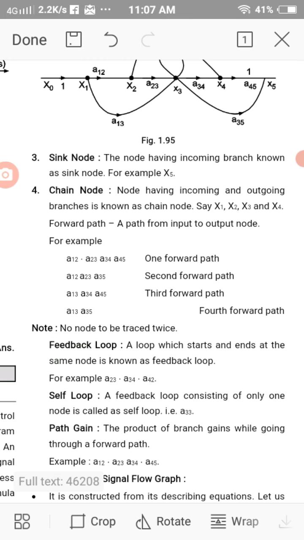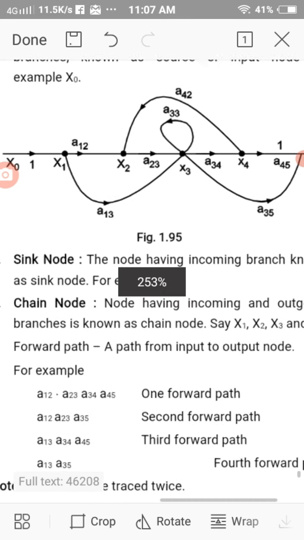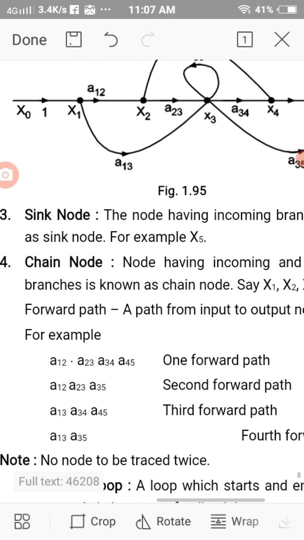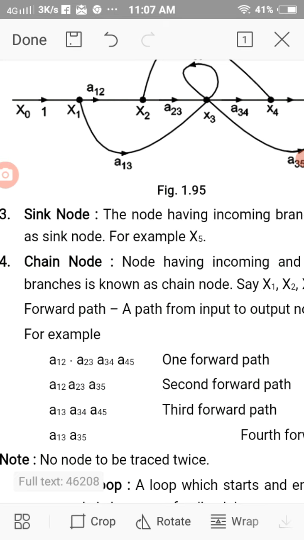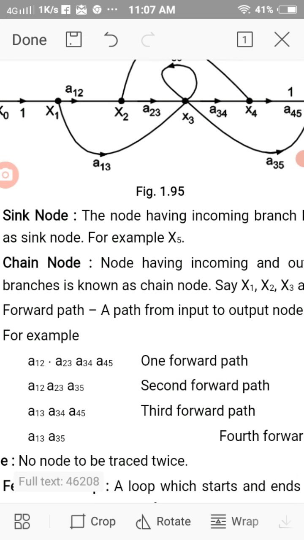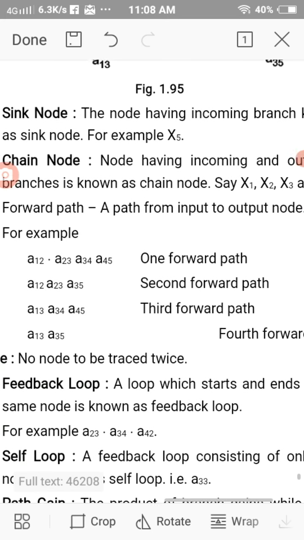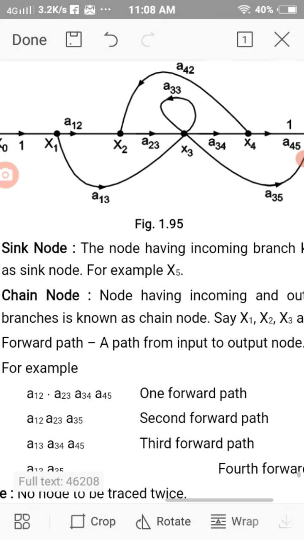If we mention how many forward paths there are in this system, there are 4 forward paths. The first forward path is A12, A23, A34 and A45. The second forward path is A12, A23, A35. The third forward path is A13, A34, A45. And the fourth forward path is A13 and A35. These are the forward paths, and a few feedback loops are also there. A23, A34 and A42 are feedback loops.